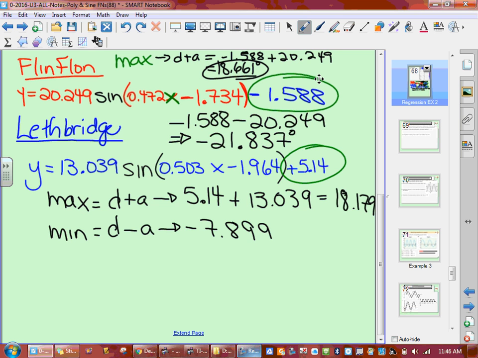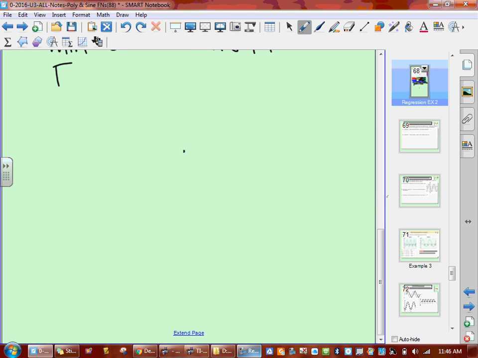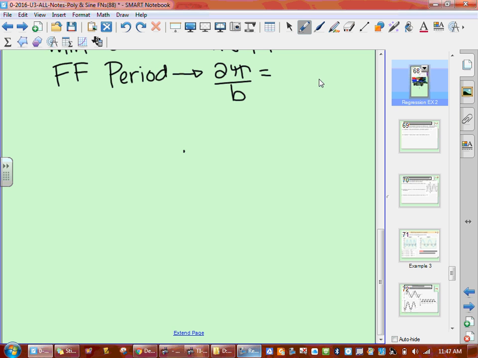So for Flin Flon's period, we're going to go 2 pi divided by b. Now, because 2 pi is on the top of a fraction, it must be put in brackets, or solve it first. 2 pi, enter, divide by. So, put it in brackets if you have to. We're going to have 2 pi divided by our b number, which in this case is 0.472. Okay? Should be close to around 11 or something.